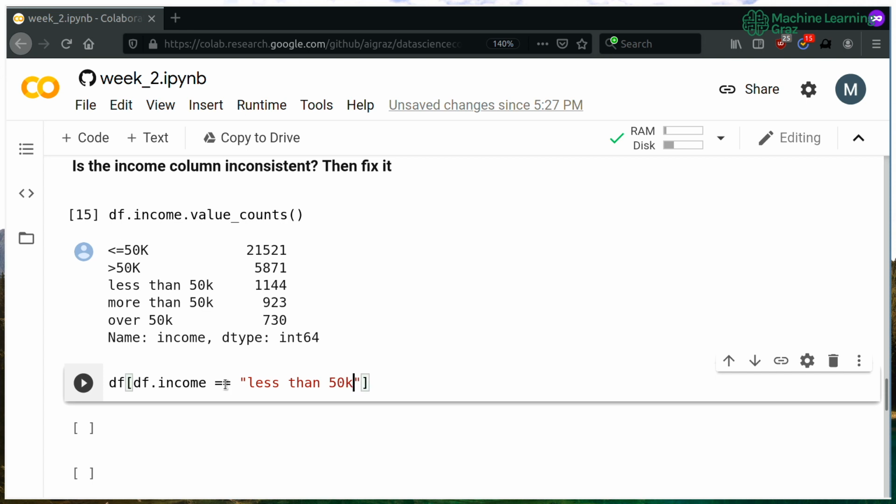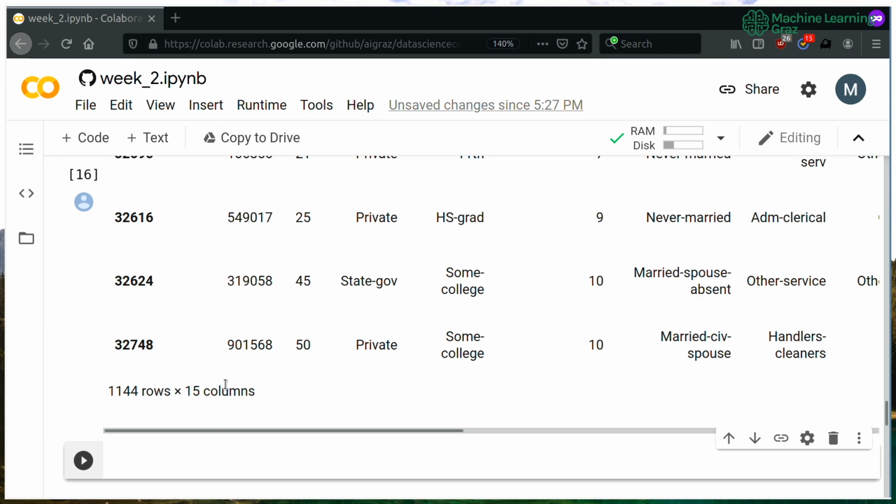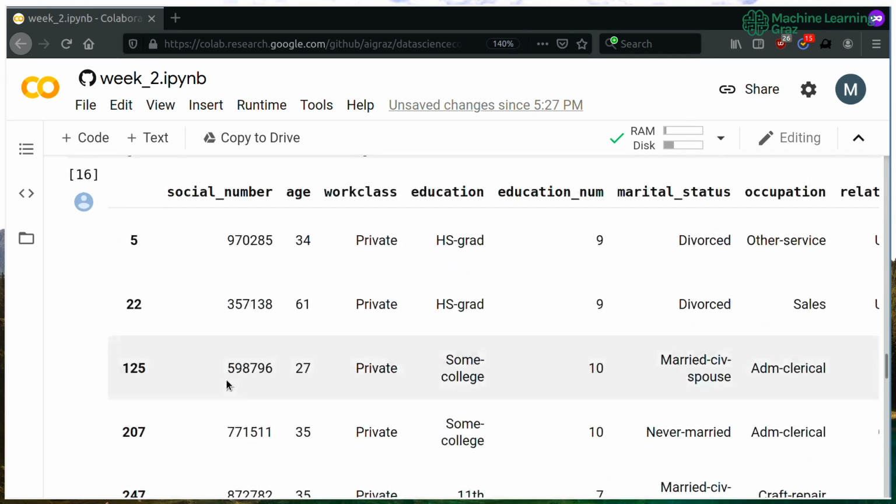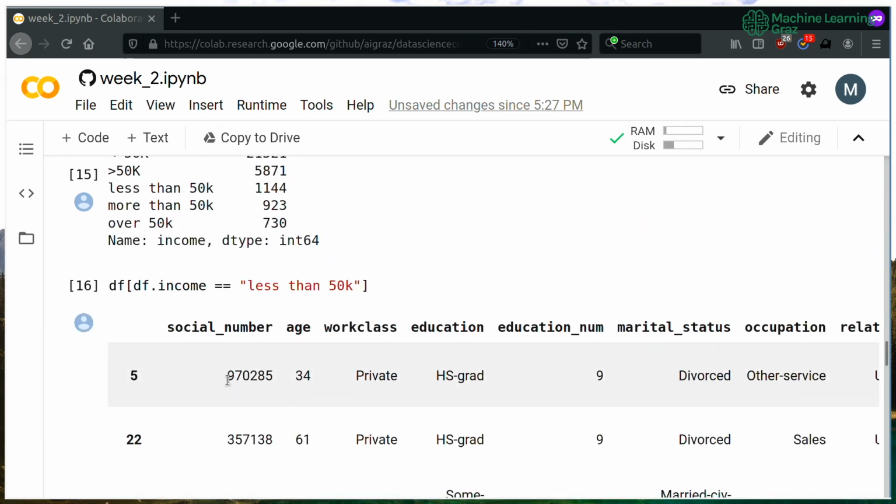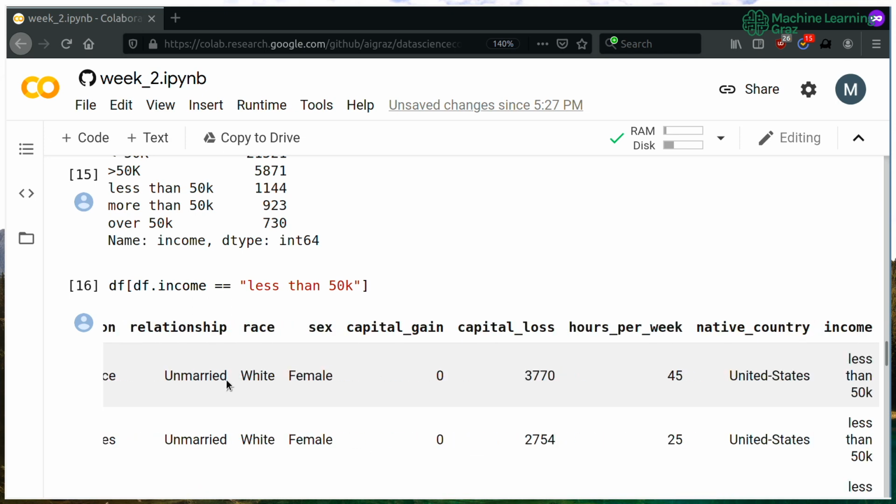And if I run this, I would get all the rows where the value of the income column is less than 50k. Okay, so we've got that. Now let's see how we can use this to fix it.